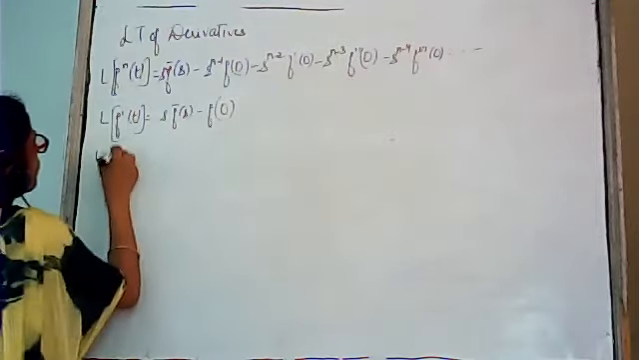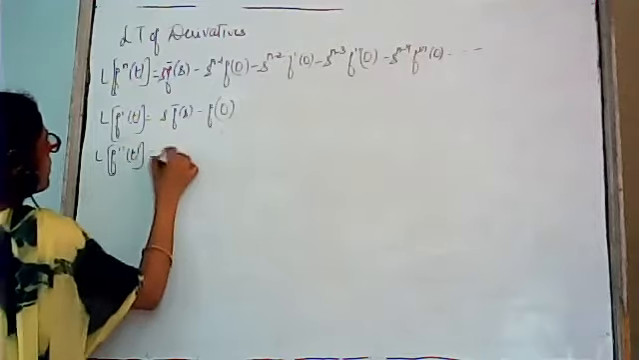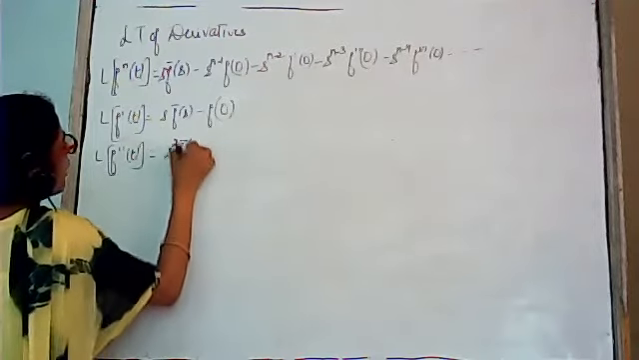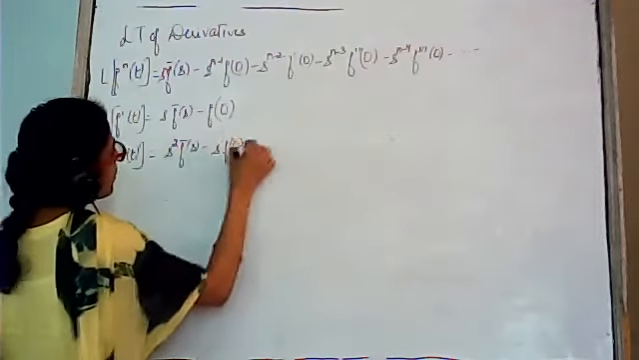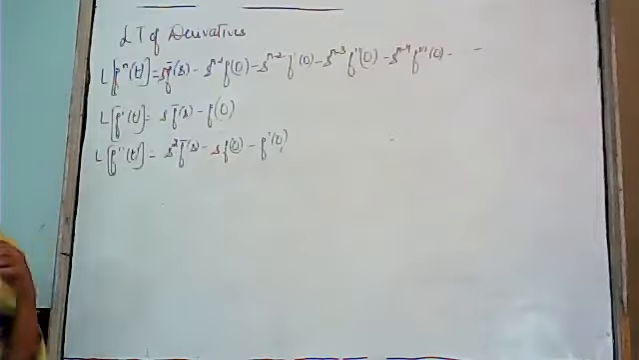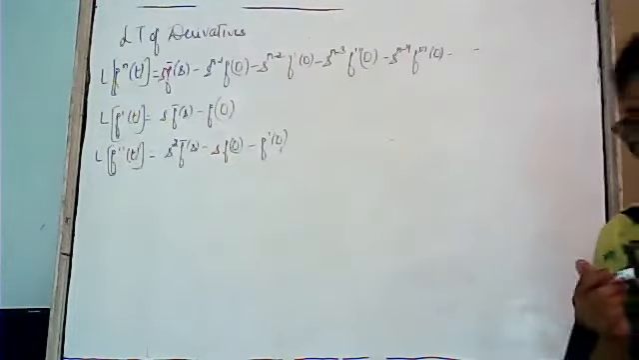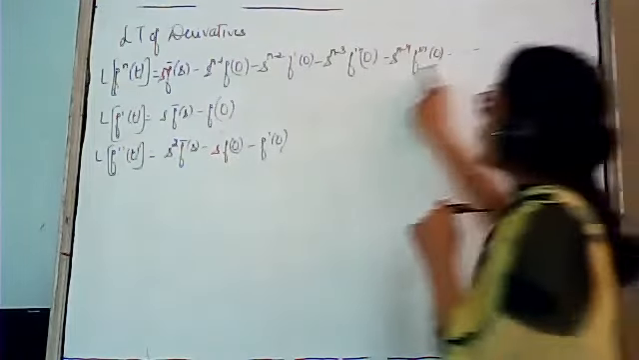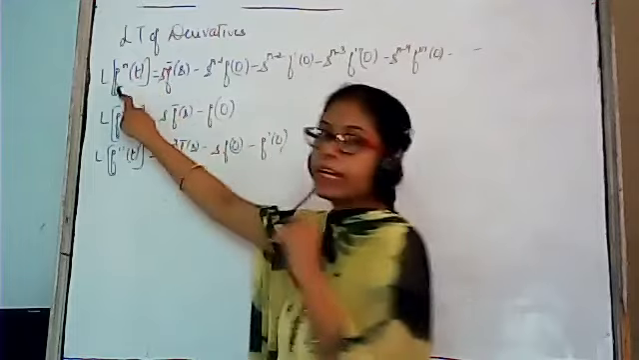Similarly, if you want to find the Laplace transformation of f double dash t, it will be equal to s square f bar s minus s f of 0 minus f dash 0. And in the same manner, you can find the Laplace transformation of any higher order derivative. ठीक है बेटा? This is the general formula for how we can find the Laplace transformation of nth order derivative.